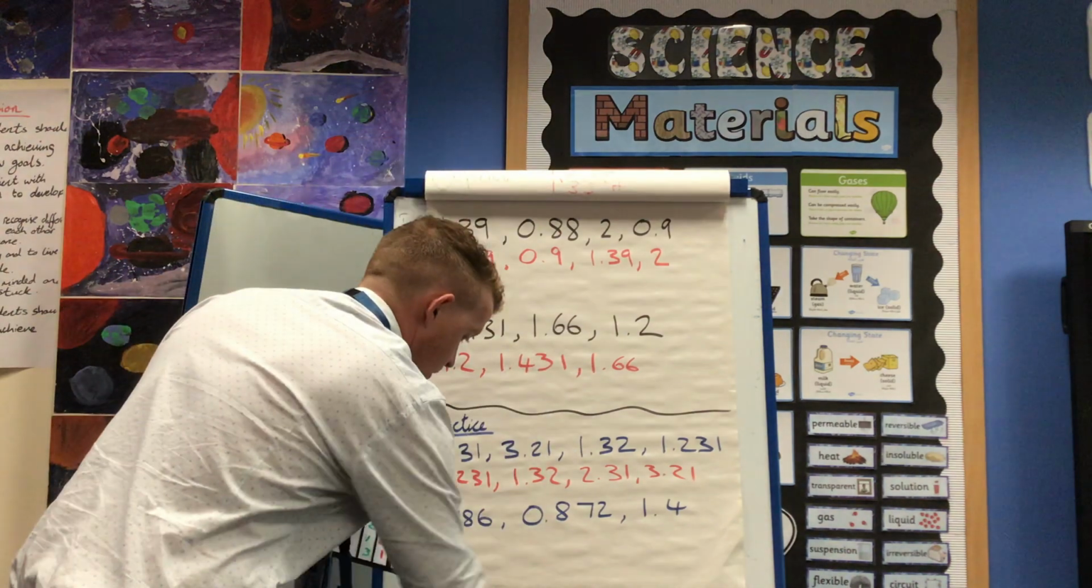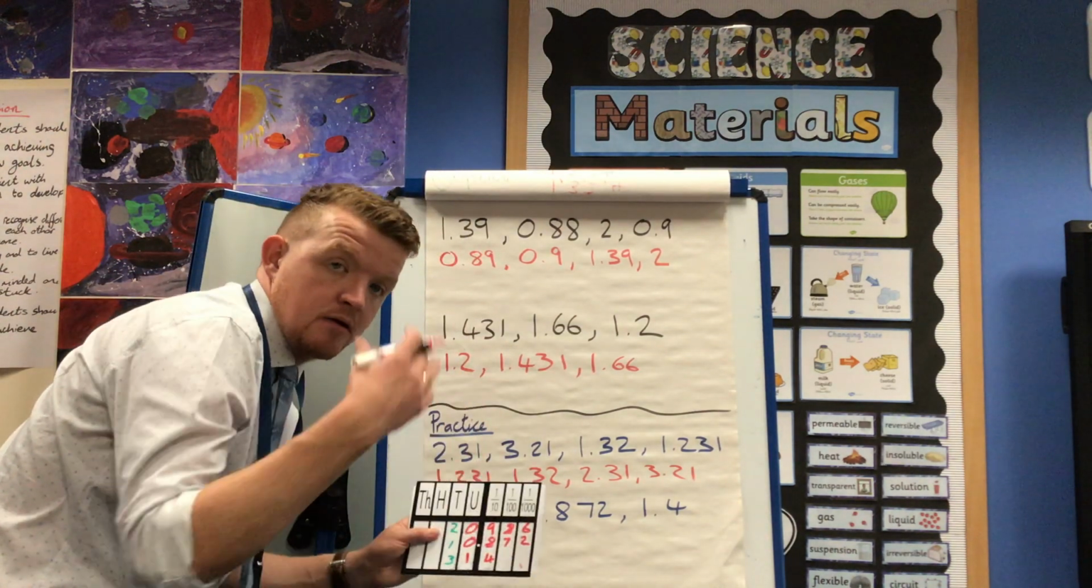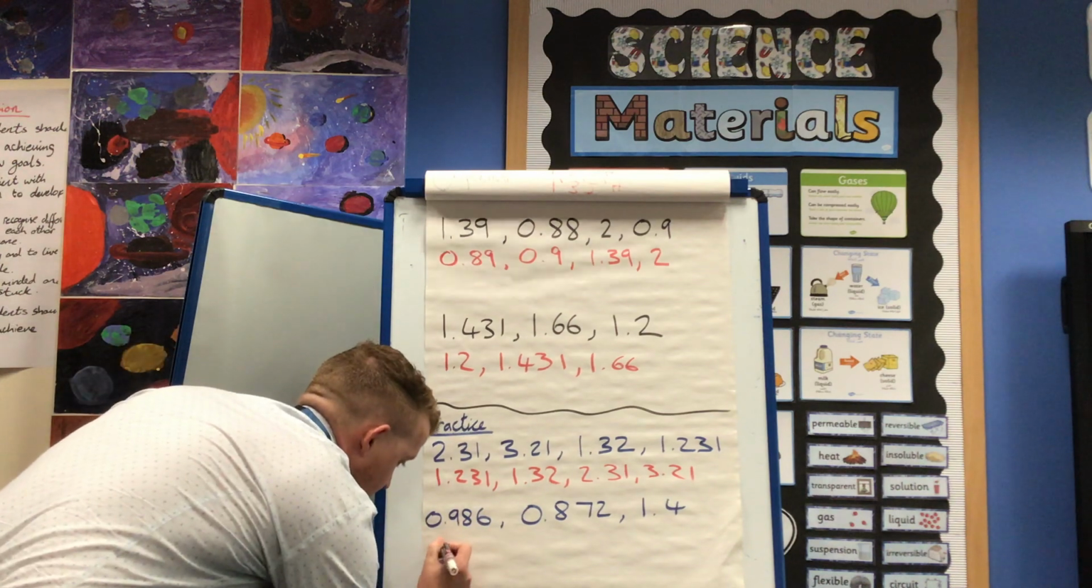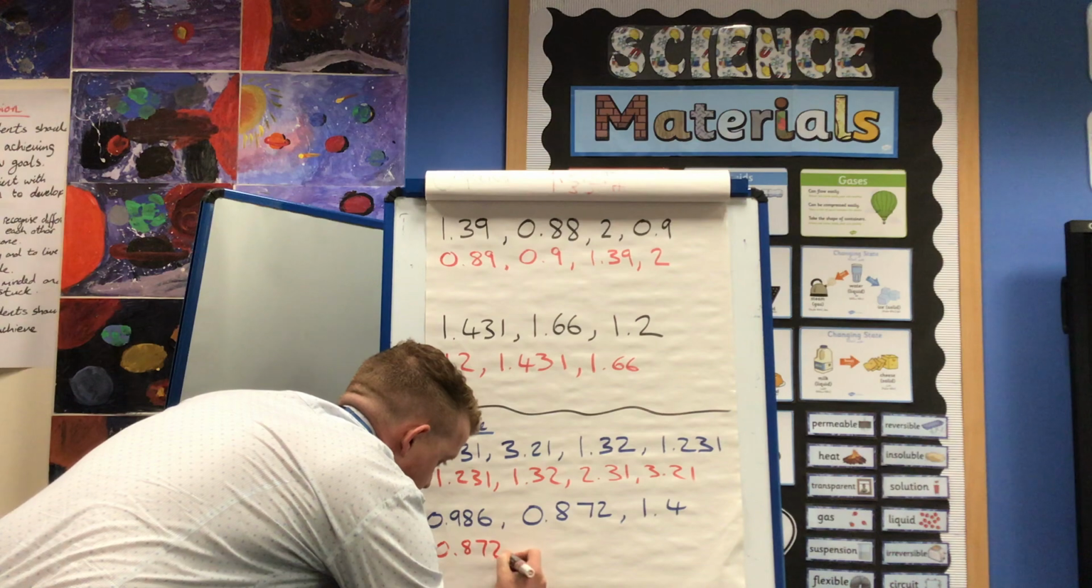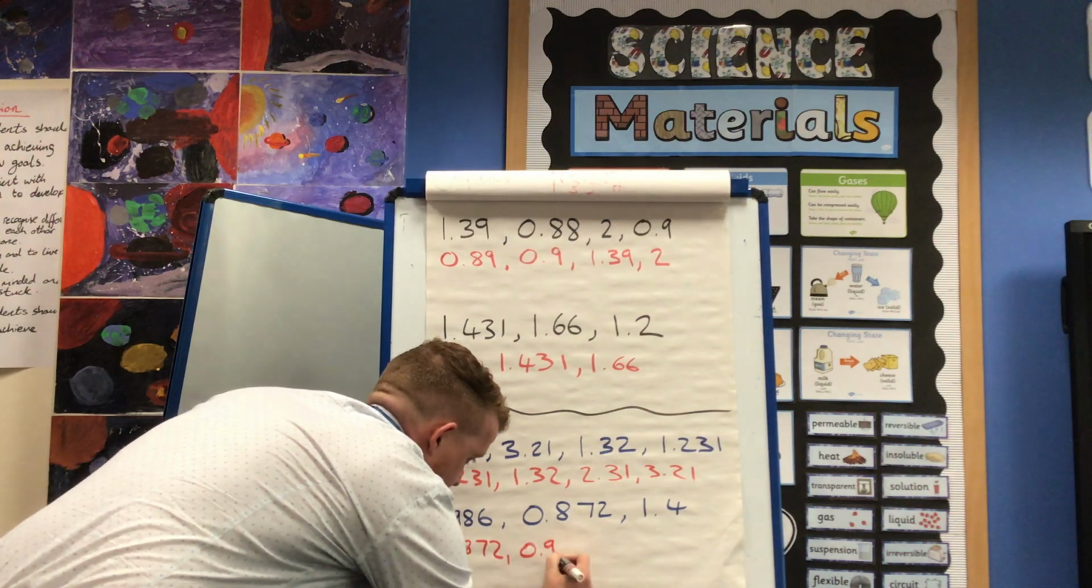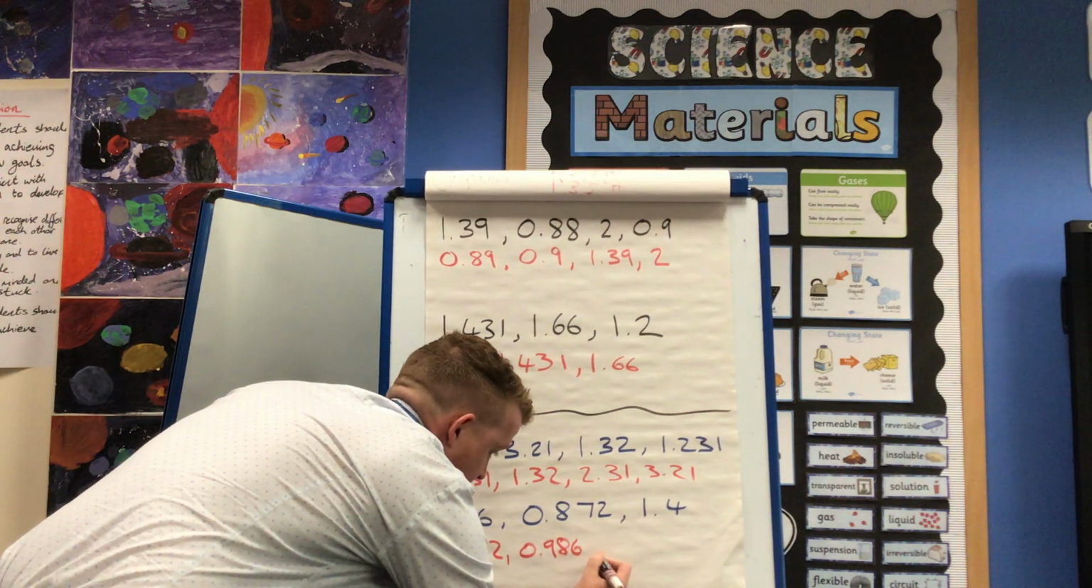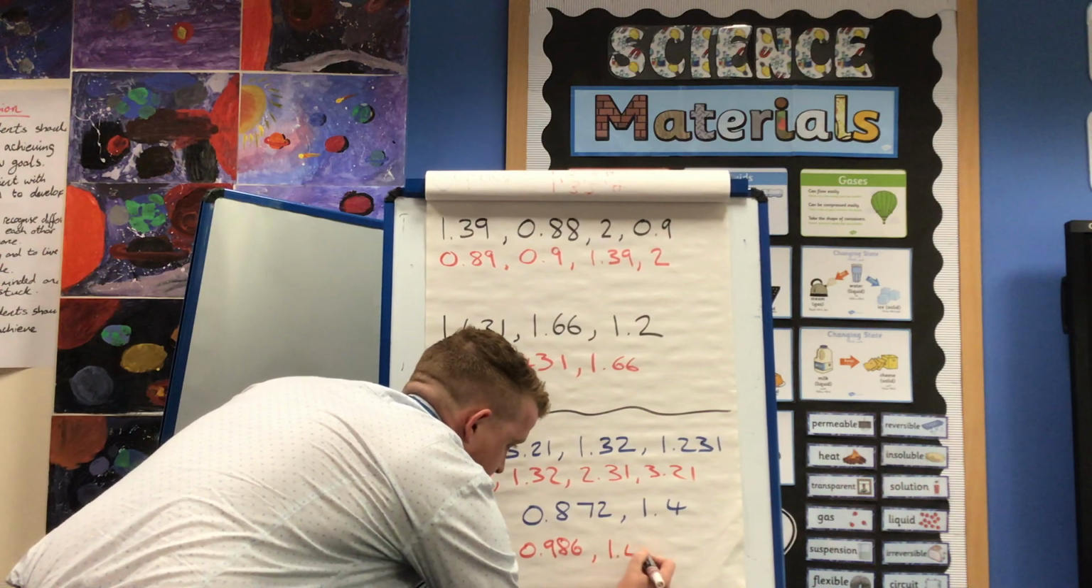So to put them down in order, remember we're still doing ascending, smallest to greatest. 0.872, 0.986, and last but not least, 1.4.